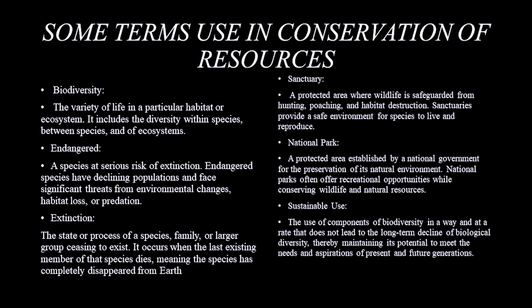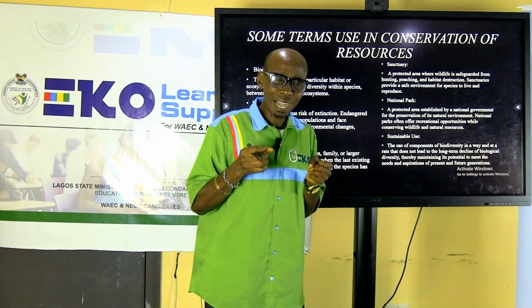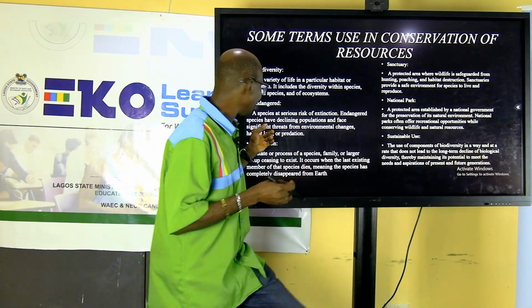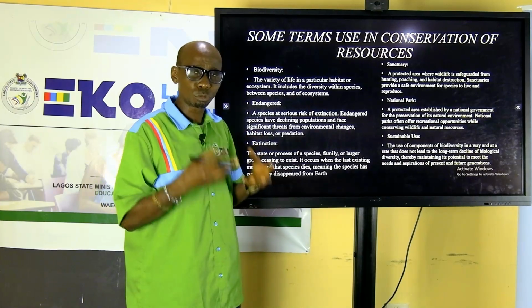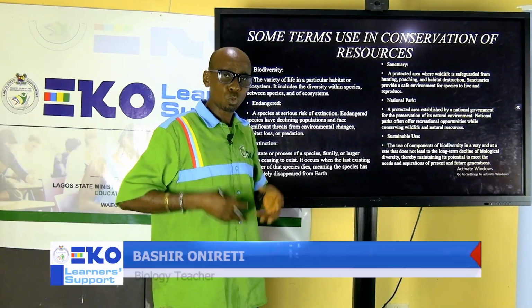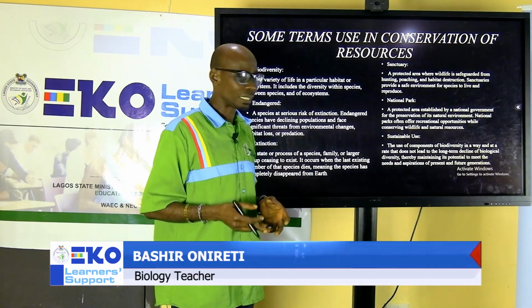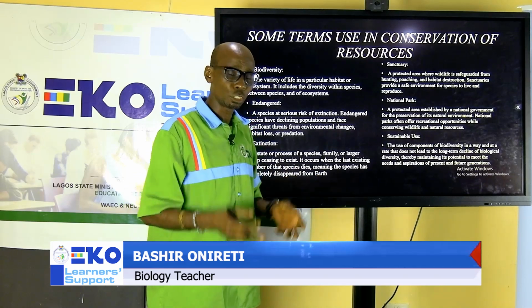Then we have a sanctuary. A sanctuary is a wildlife area that is safeguarded or protected from hunting. This is another place we keep our endangered animals, so that we continue to monitor their development, continue to see these animals, and continue their generation.